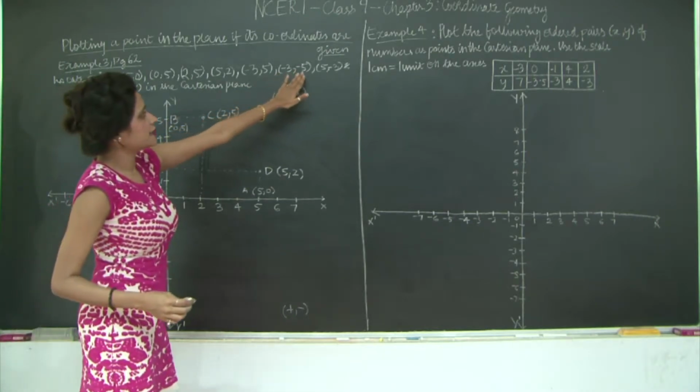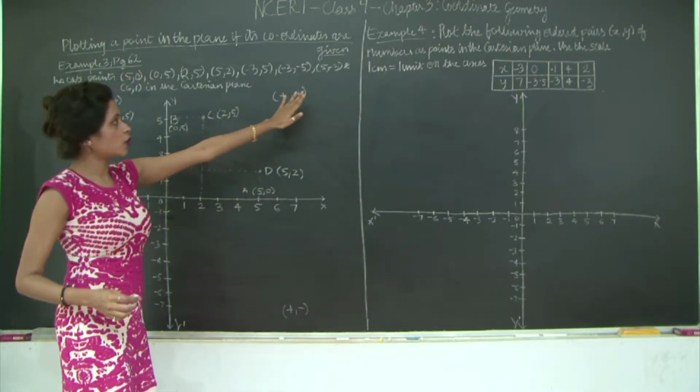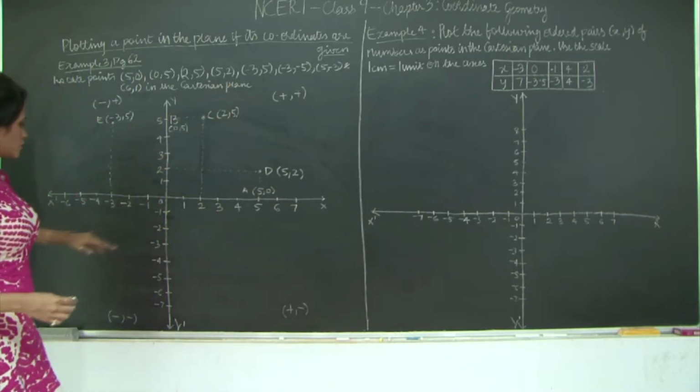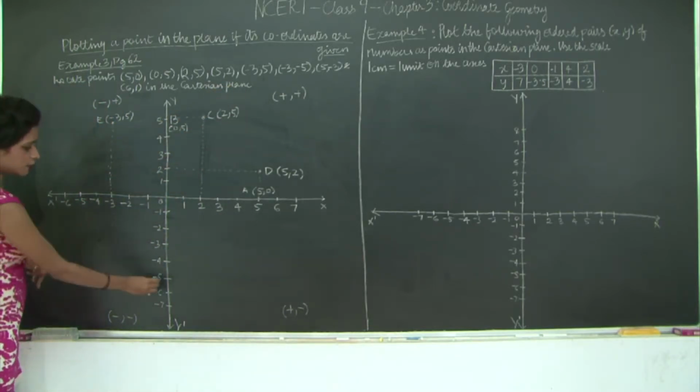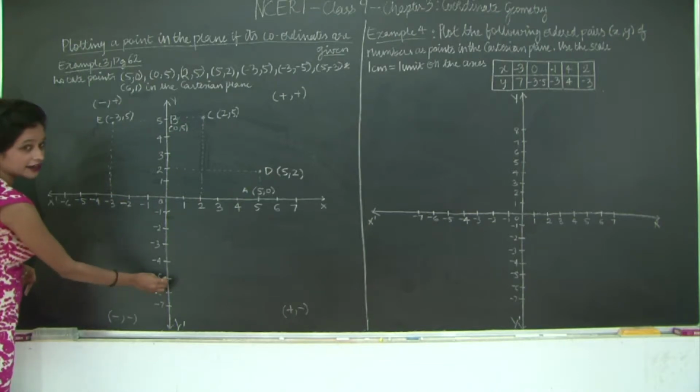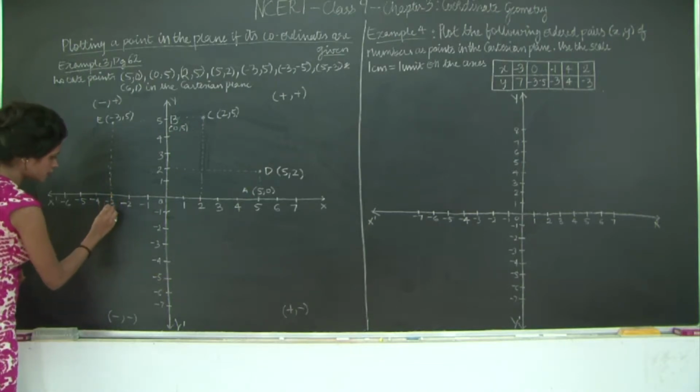Now (-3, -5). Both the x coordinate and y coordinate are negative, so this will lie in my third quadrant. So -3 and -5. This is -5 on the y axis. So let's draw this dotted line.